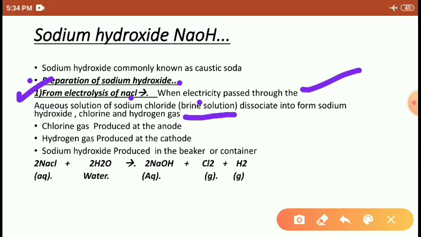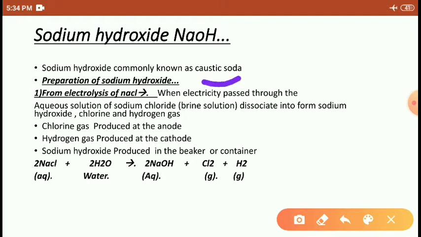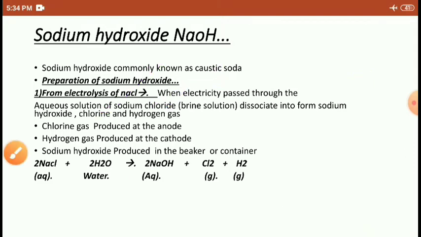Right students? It dissociates to form sodium hydroxide, chlorine and hydrogen gas. Three products are formed here. When NaCl is dissociated with the help of electrolysis, it forms sodium hydroxide, chlorine gas and hydrogen gas. Three different products are formed here. How do they form? Let's see here.